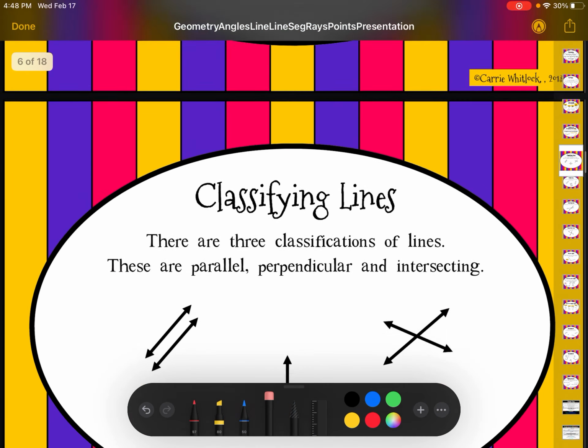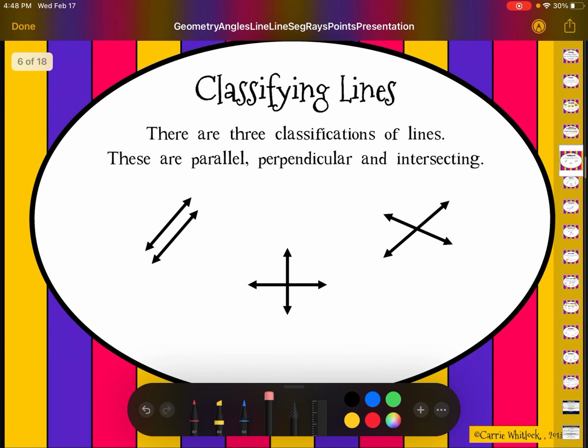Not too hard to identify those. Now let's start by classifying lines. We've talked about this before as well, but we can classify lines as either parallel, perpendicular, or intersecting. Look at these three examples, and before I go to the next page, see if you can figure out which is which.